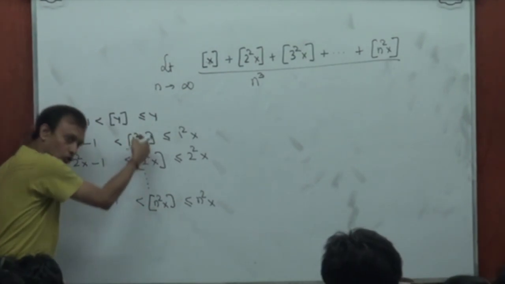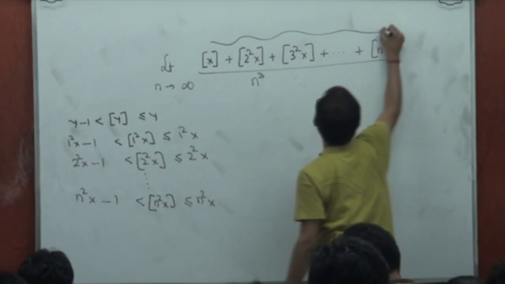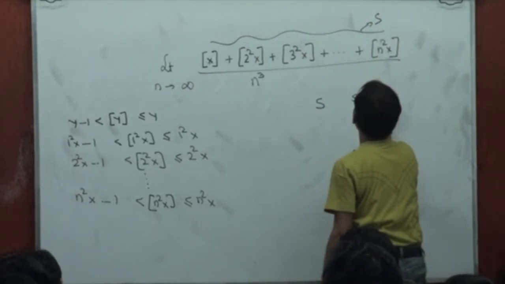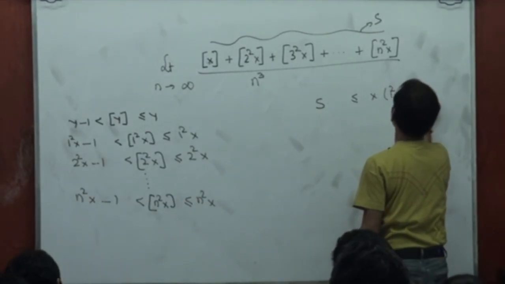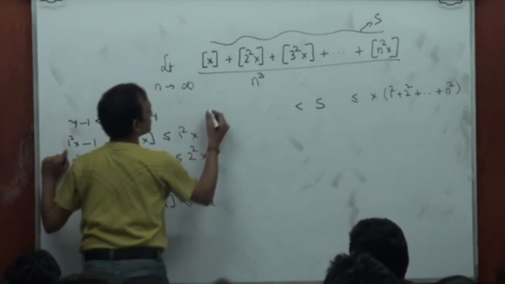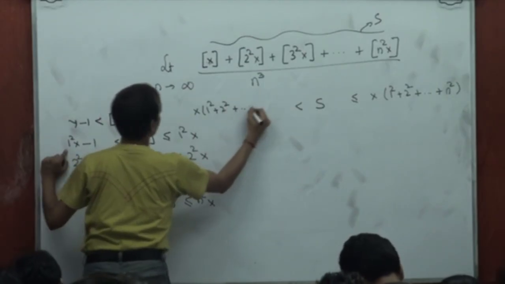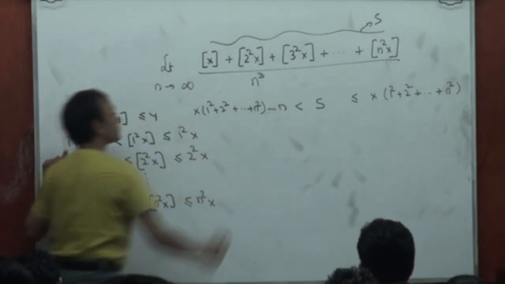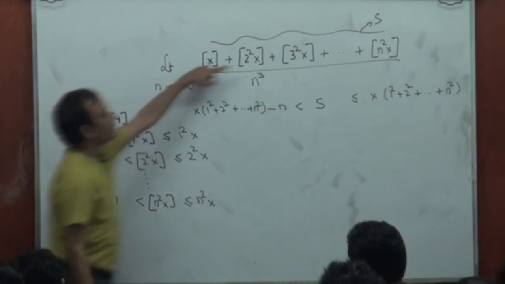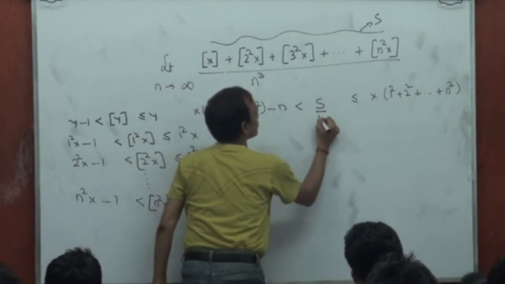If you add all of this, call it the sum S, which is the numerator. S will be less than or equal to x into 1 squared plus 2 squared plus up to n squared, and will be greater than x into 1 squared plus 2 squared plus up to n squared minus n, that is 1 plus 1 plus 1 n times, right? Now divide S by n cubed.